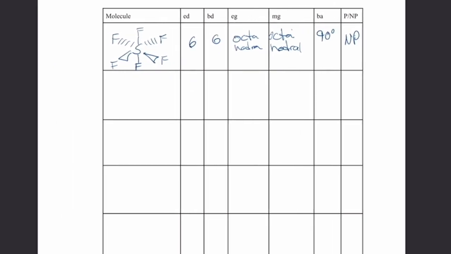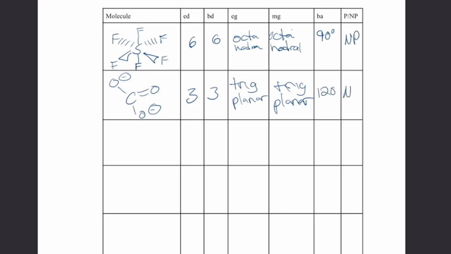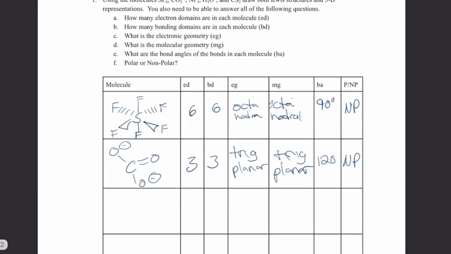And we would just draw one of those, right? And formal charges are important because it will not be drawn correctly without them. Trigonal planar for both, right? And the reason these are the same for both is because we have no lone pairs. Bond angle 120, also nonpolar.